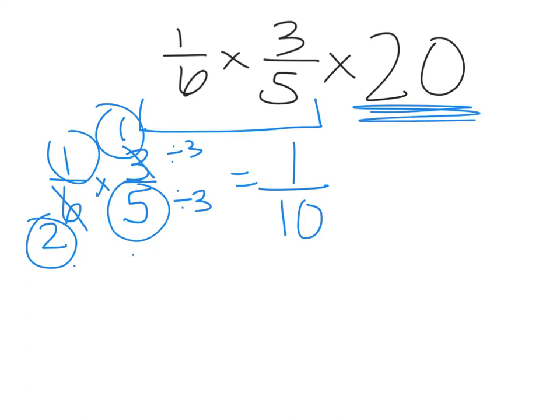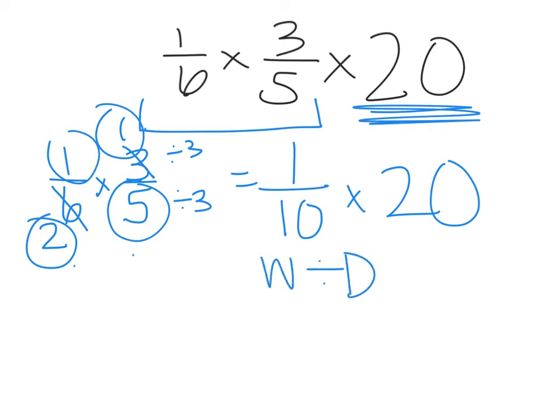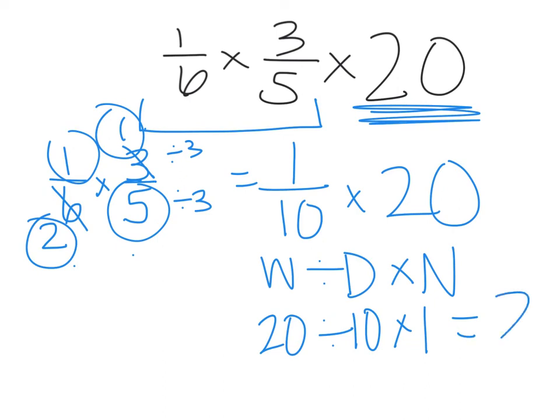Now I can't forget I still have times 20. This takes us back to what we learned earlier in topic 11. To figure this out, I do my whole number divided by my denominator times my numerator. 20 divided by 10 times 1, which is 2. Hopefully this is making sense to you.